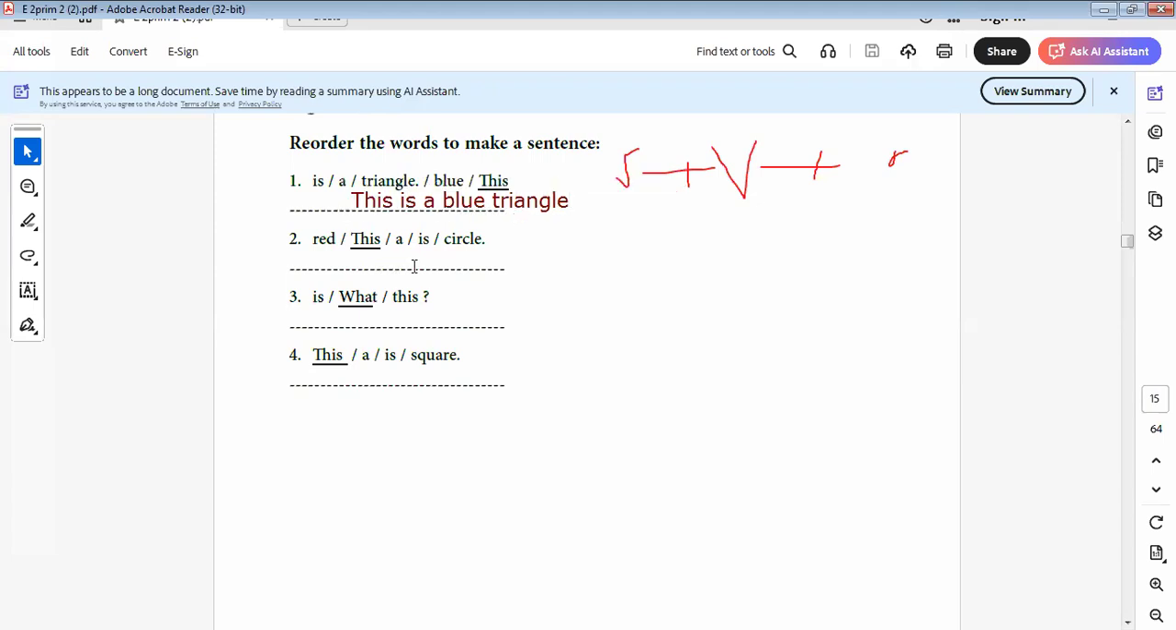The next one will be here. This is a red circle. And as we know, the color takes the function of an adjective, so we describe it as an adjective. We say red circle, blue square, yellow bag, and so on. Let's go to another item here.